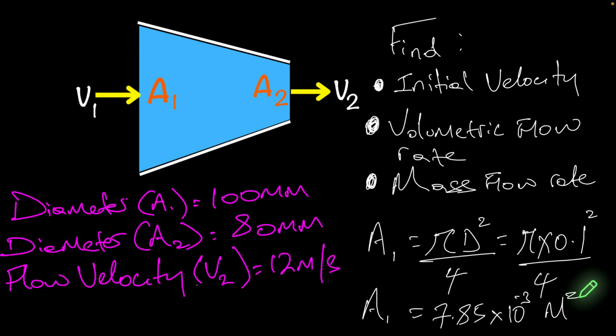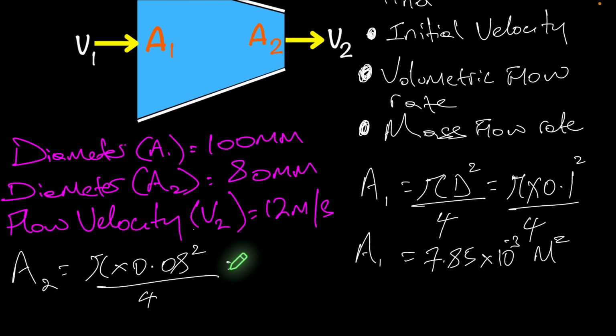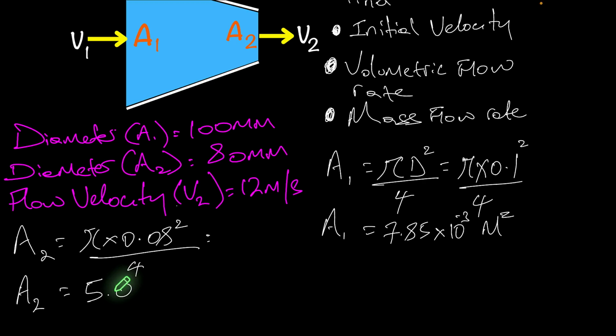Now we do the same thing to find what A2 is. So we have A2 as 5.03 times 10 to the power of negative 3 meters squared, and that's just representing our answers in standard form.